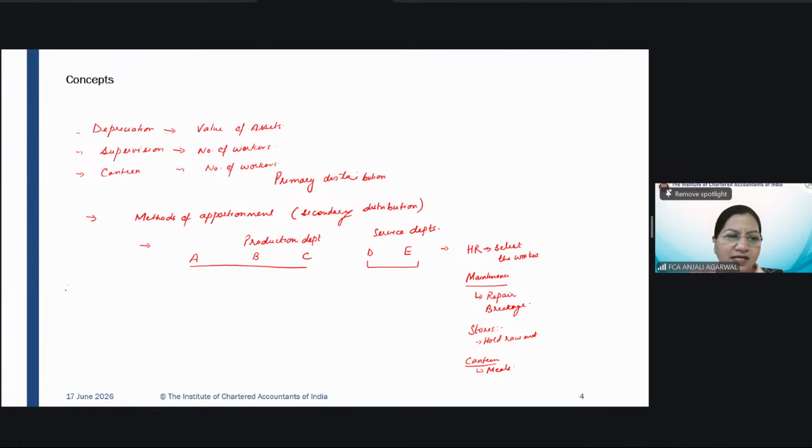So once we have, let's say, allocated or apportioned the rent, let's say 10,000, this 10,000 is apportioned amongst A, B, C, and D and E also. Similarly, electricity is consumed for 6,000.